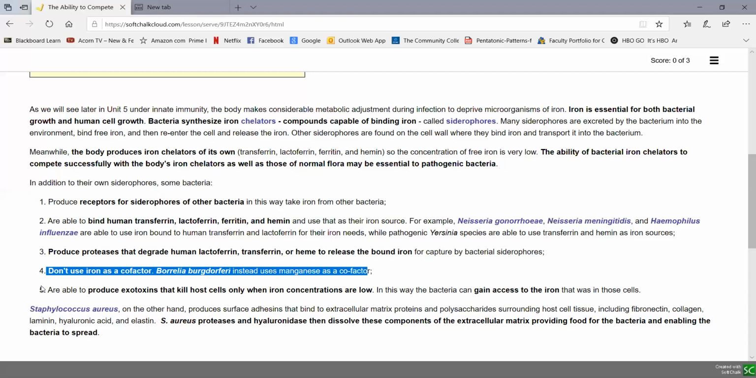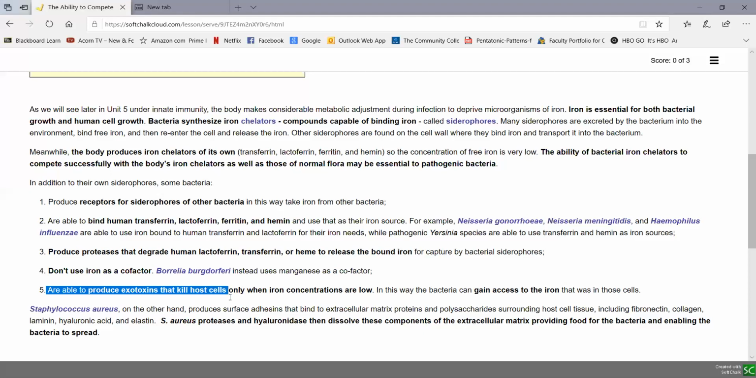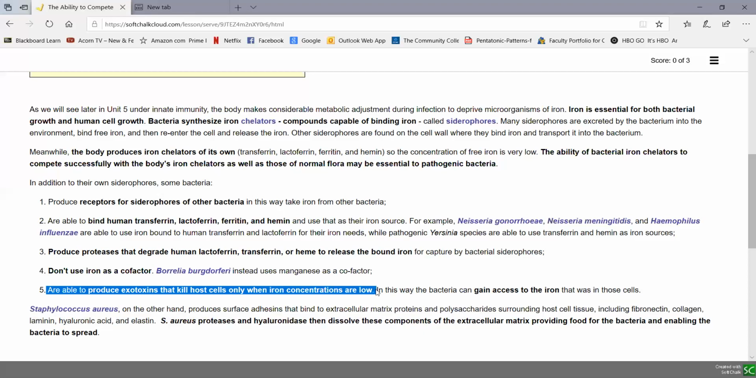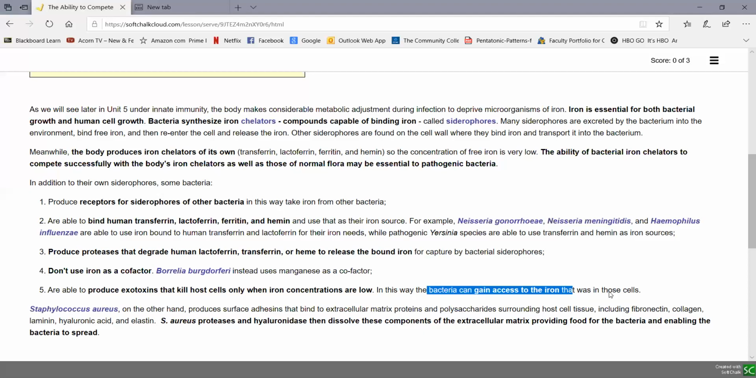And then finally, some bacteria are able to produce exotoxins that kill host cells, but they make these toxins to kill the host cells only when iron concentrations are low. And that way they gain access to the iron that was stored in those cells. And once they have enough iron to start growing again, they stop producing the toxin, they stop killing our cells. So there's a variety of techniques, as we see, that bacteria can use to get their fair share of iron.